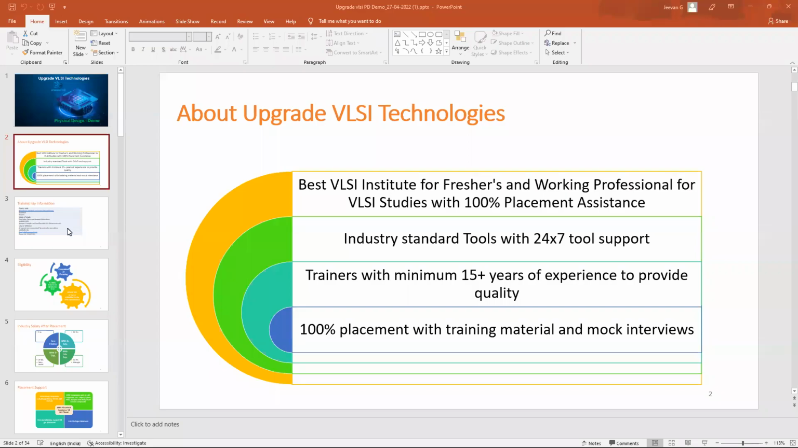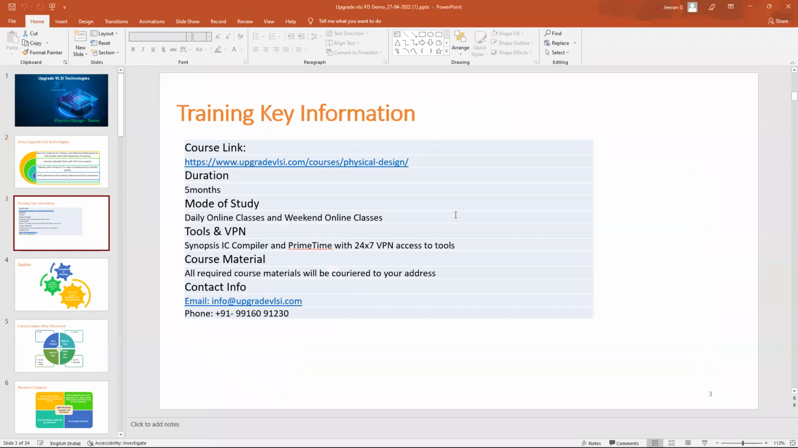So if I talk about this training key information, you can get the recorded sessions. If you somehow miss the technical or lab session, you can get the recorded sessions through these soft copies. We're going to provide the recorded videos and the soft copies through this link, so that you can access them only when you get registered with Upgrade VLSI Technologies.